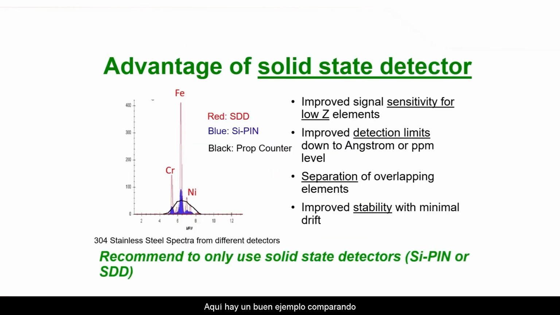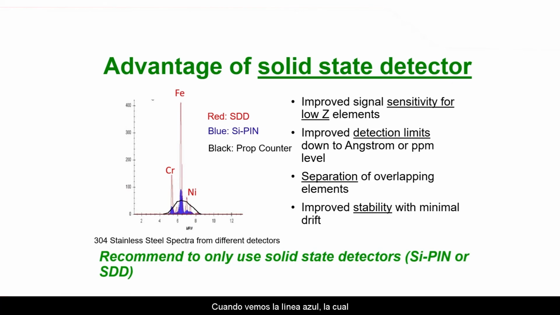Here is a good example comparing the different types of detectors. Remember the slide on resolution as it relates to the evolution of the TV? Think of the black peak as the black and white TV. As you can see, the wavelength of this black peak does not allow you to separate the chrome, iron, and nickel peaks.